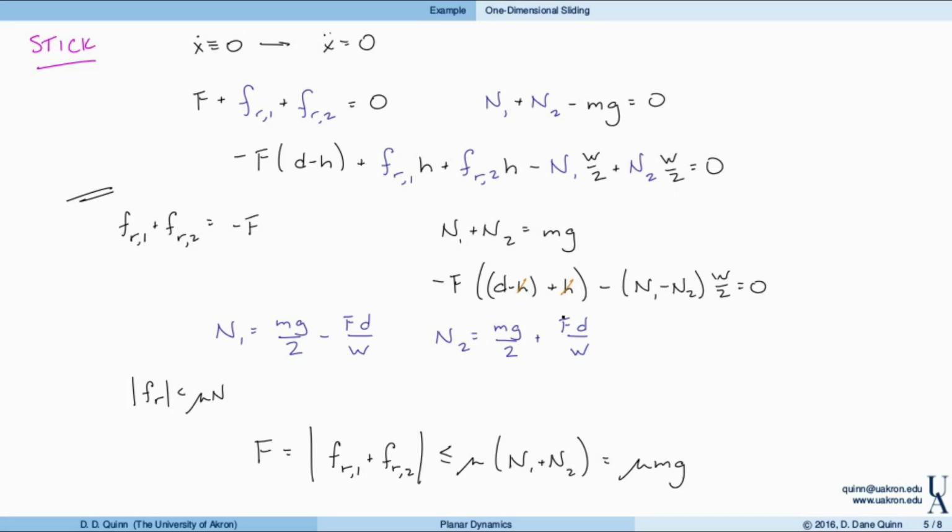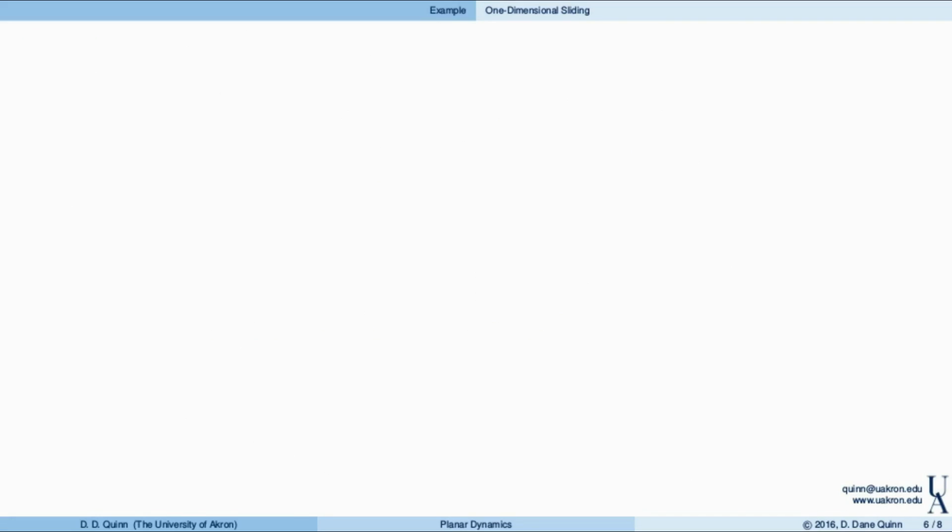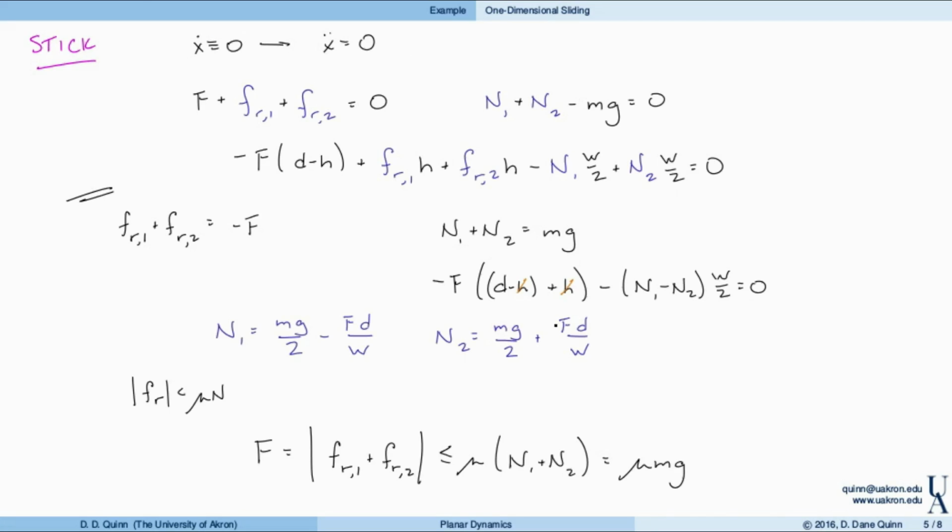Not only that, both N1 and N2 have to be positive, because that was our condition for not tipping. If N1 or N2 are negative, then that implies an adhesive force, which is not possible, so that the block tips. So if I go back and I look, as long as F is positive, N2 is going to be positive, because I have mg over 2 plus Fd over w.